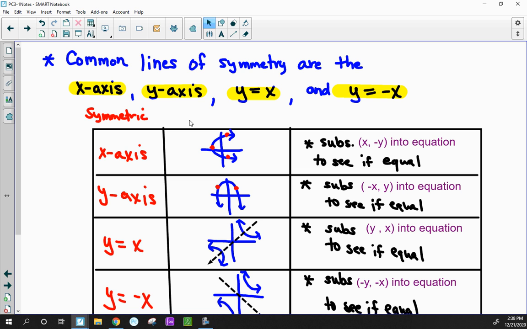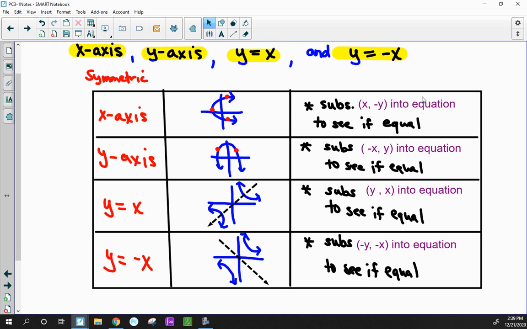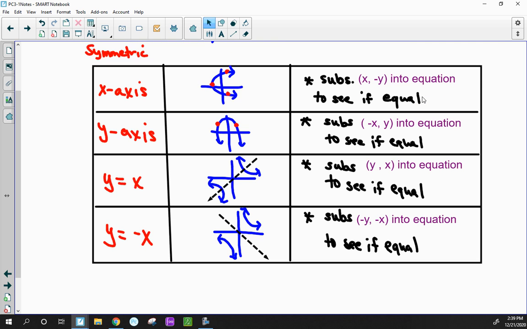So this is where your new notes begin. You can put it on the same page. Again, today's target is how do we find line symmetry, how do we test for symmetry. So we're doing algebra. Again, there are common lines, and those are the x-axis, the y-axis, y equals x, and y equals negative x. You do need to copy everything down, including the table.